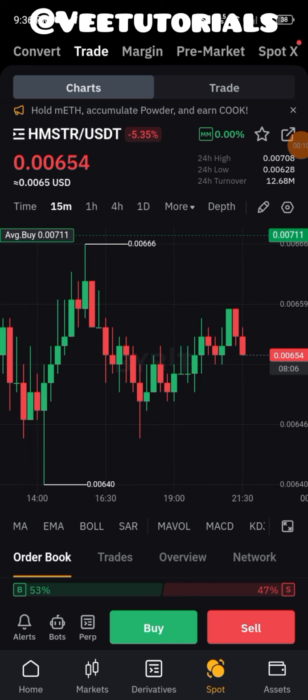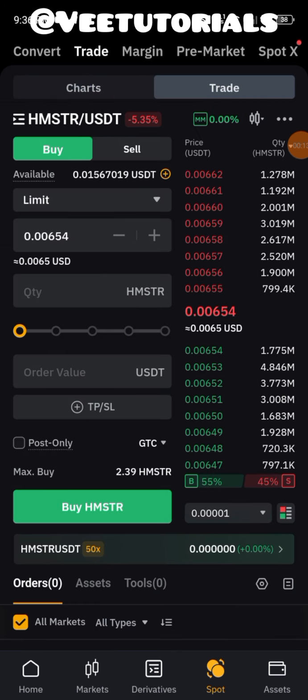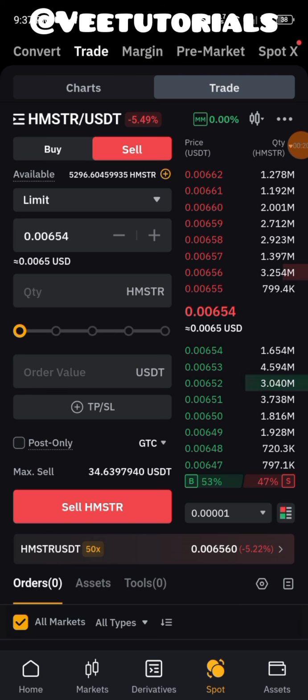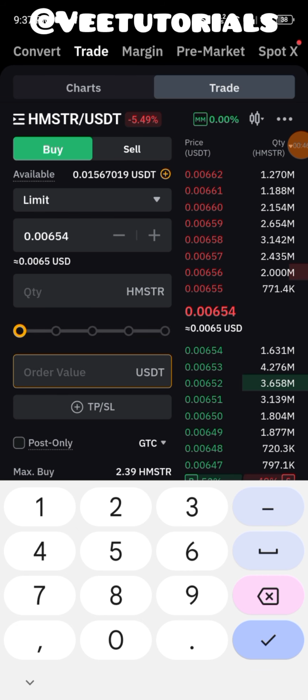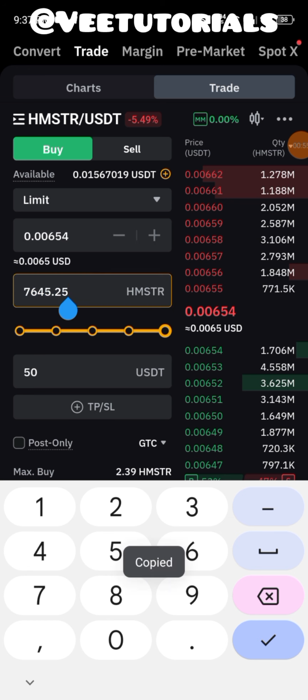So let's look at it from here. If you buy Hamster currently with like 100 USD, or let's just say 50 at this rate, if you buy with 50 USD, you'll be given 7,645.2.